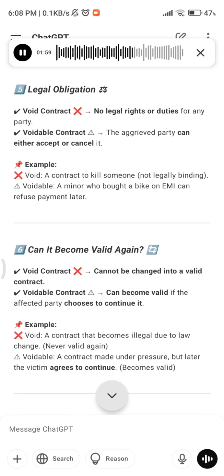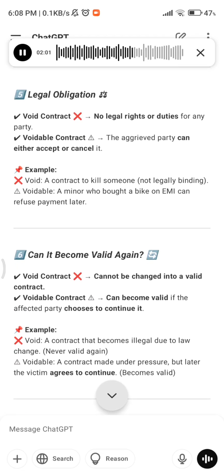5. Legal obligation. Void contract: no legal rights or duties for any party. Voidable contract: the aggrieved party can either accept or cancel it. Example, void: a contract to kill someone, not legally binding. Voidable: a minor who bought a bike on EMI can refuse payment later.